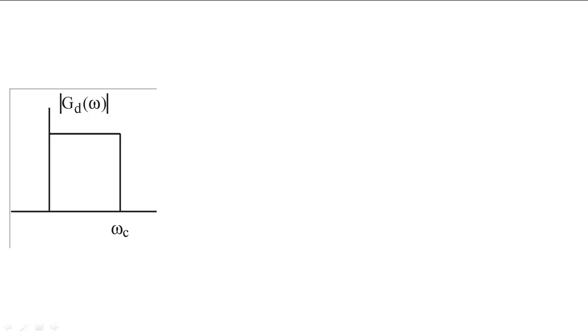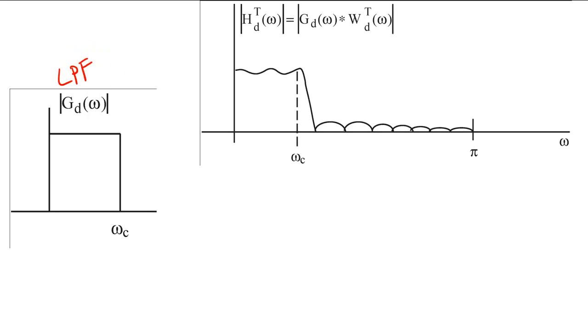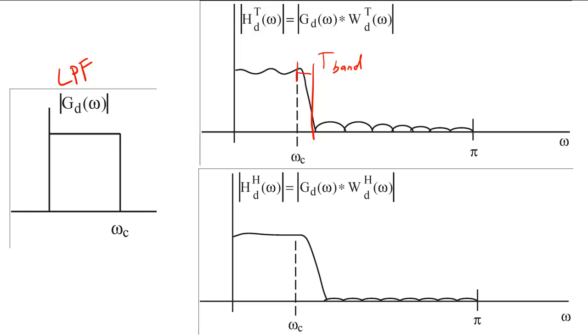Let's examine the frequency response of the low-pass filters windowed by different functions. If we have the low-pass filter G sub D, then the truncated filter would have the following form. There would be ripples in the passband and stopband. The transitions from the passband to the stopband would also not be abrupt. Truncating the filter would create what we call a transition band. If we used the Hamming window instead, the ripples would be reduced in the passband and the stopband. However, the transition band would be widened by a factor of 2.